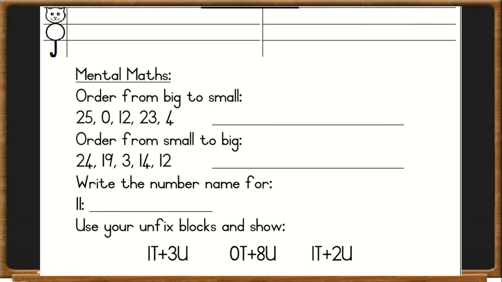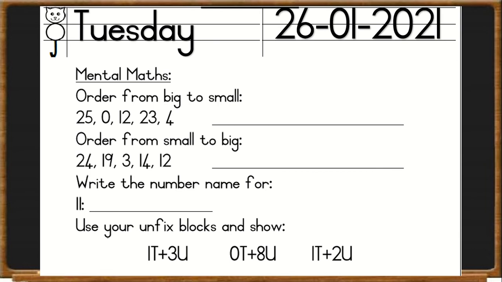Now that you are done with your counting activity, you can continue and open your book on page 11. Then I want you to write today's day and the date. So today is Tuesday and we spell it together. T-U-E-S-D-A-Y. Tuesday, the 26th of the first month, which is January of 2021.